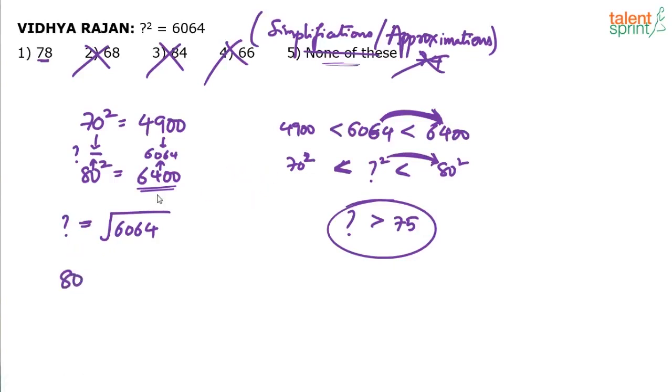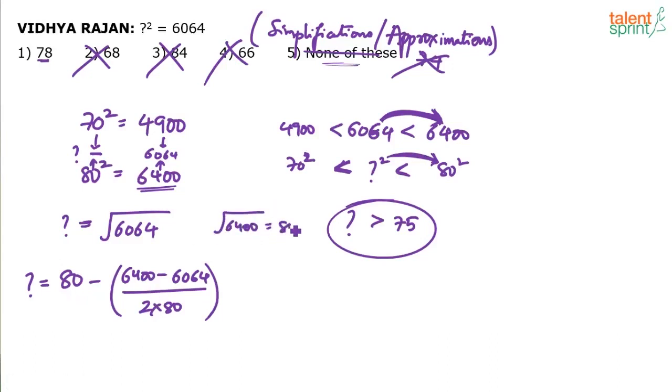Square root of 6400 is 80, so 80. It should be less than 80, right? So 80 minus something. What is it minus? 6400 minus 6064, divided by 2 times 80. That's the technique. Question mark will be equal to 80 minus something. Question mark is square root of 6064, so less than 80 means 80 minus something. What is that minus? Difference of these two numbers divided by 2 times the number that you have taken here. Simple. That's it. So simplify this now.